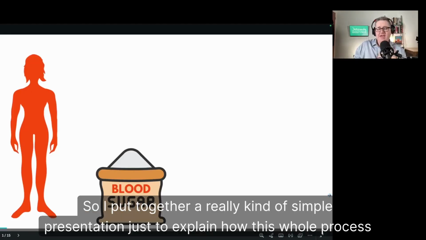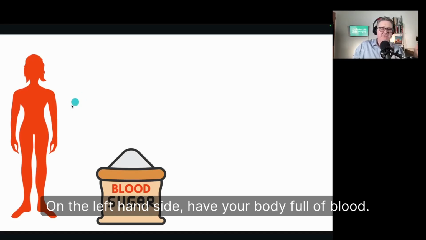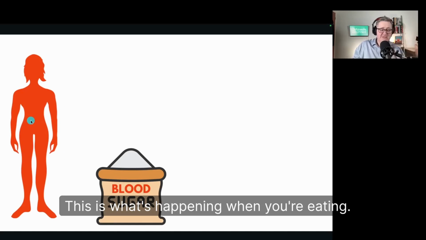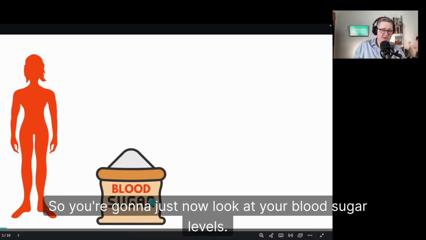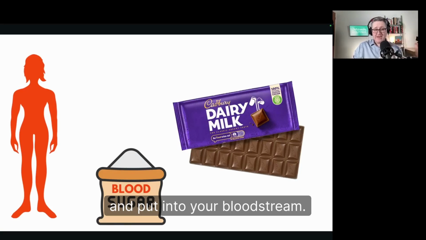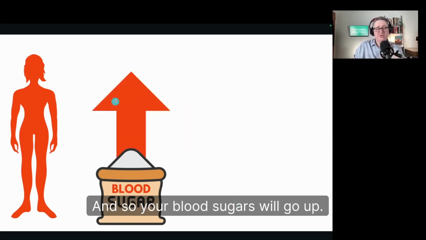So I put together a really simple presentation just to explain how this whole process works. On the left-hand side, we have your body full of blood. I don't know what's happening to your fingers, but anyway, this is your body full of blood. This is what's happening when you're eating. So you're going to look at your blood sugar levels. As you eat, for instance, a bar of Dairy Milk, the sugars inside that bar are going to be digested and put into your bloodstream, and so your blood sugars will go up.